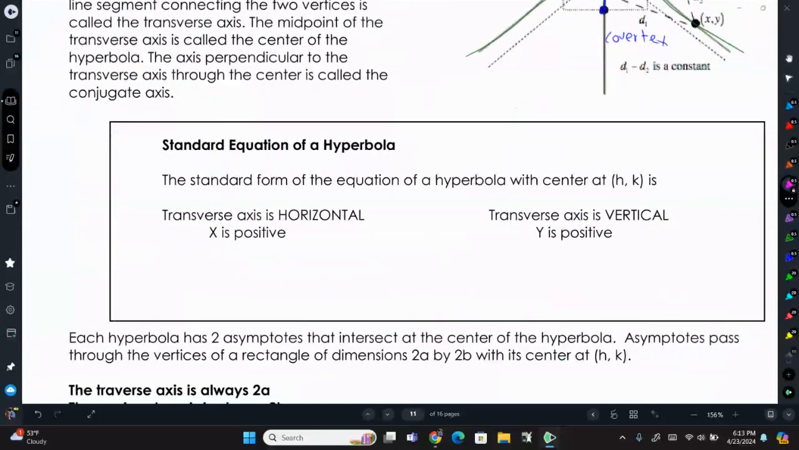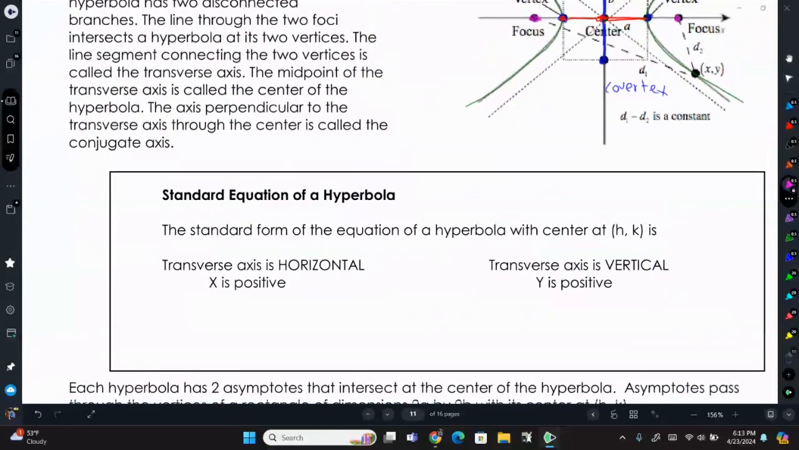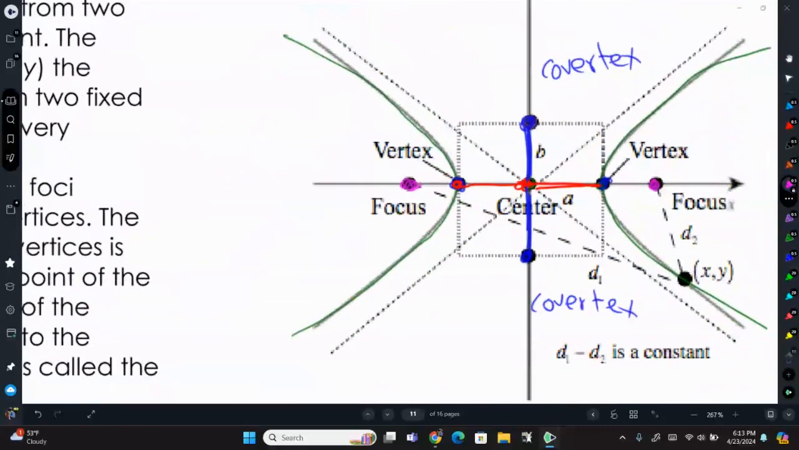So the standard equation for a hyperbola, one last thing. The segment that connects the two vertices is called the transverse axis. If the transverse axis is horizontal, then that is a horizontal hyperbola. If the transverse axis is vertical, then it's a vertical hyperbola. And we're going to talk about how to tell the difference between the two.